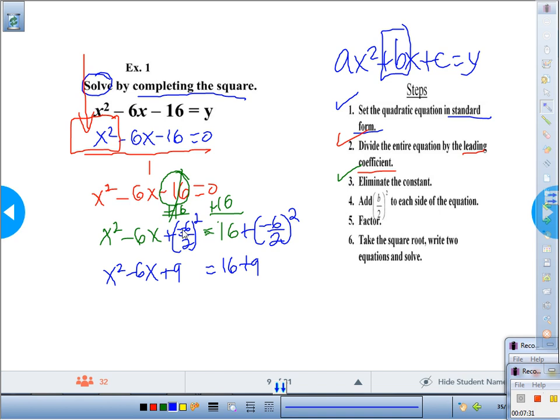How do you get 9, Mr. Q? What is negative 6 divided by 2? Negative 3. What is negative 3 squared? Negative 3 times negative 3, 9. All right, can I simplify this side a little bit more? Yes, 25 equals all this.